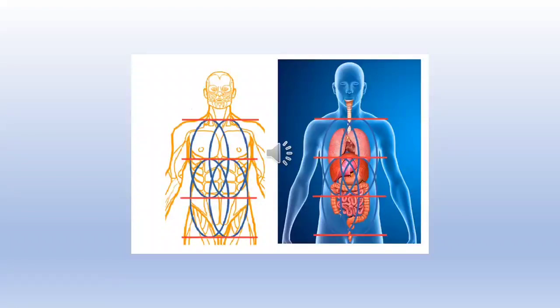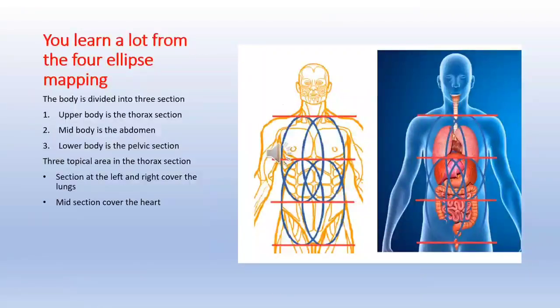So I'm going to give this slide, everything, to all the branches. So you all in the future should be able to get the slide and also the photo free of charge. And this one, keep on looking at it until you are familiar with this 4 ellipse. You can learn a lot from this 4 ellipse picture, so that the body is divided into three sections. The upper section is the thorax, the mid section is the abdomen, the lower section is the pelvic.